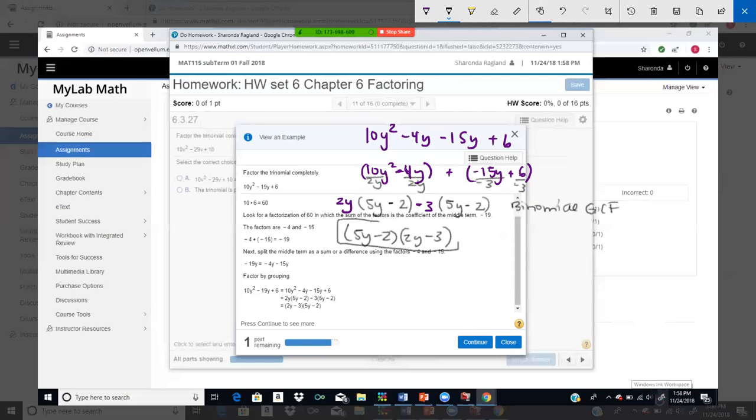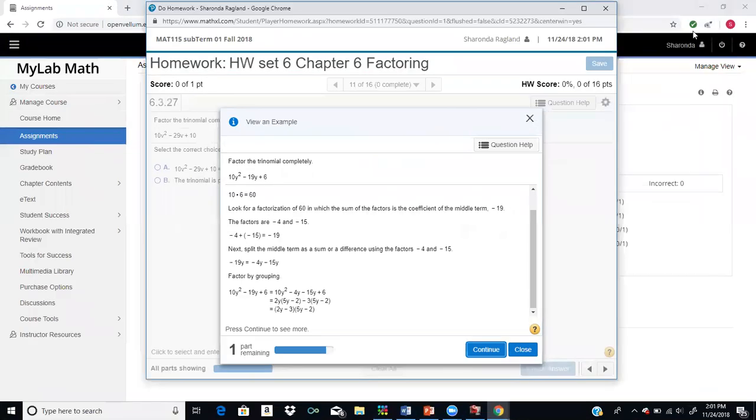I just wanted to show you how factoring by grouping works. Not that you have to use factoring by grouping when you have a trinomial, but you may have 4 terms, and you may not be able to combine your like terms. So I just wanted to show you that. Good. All right.